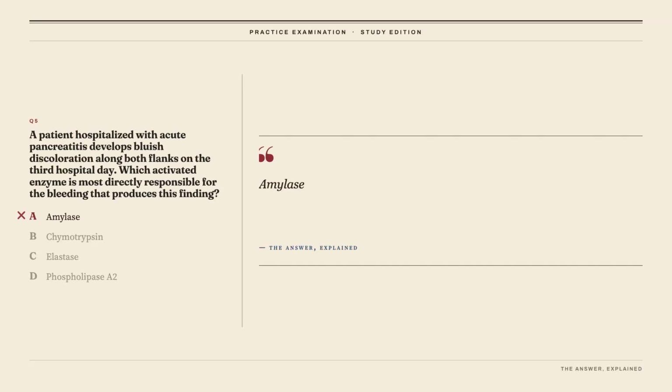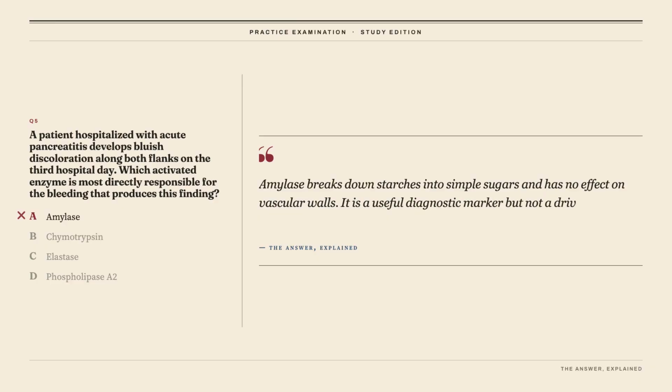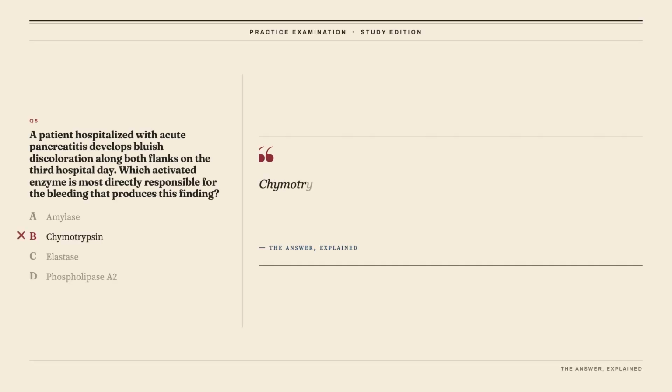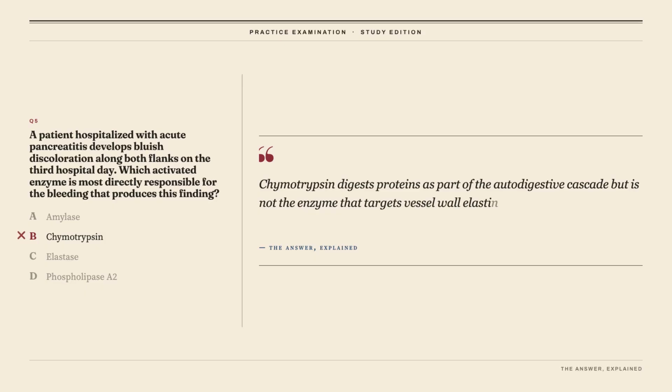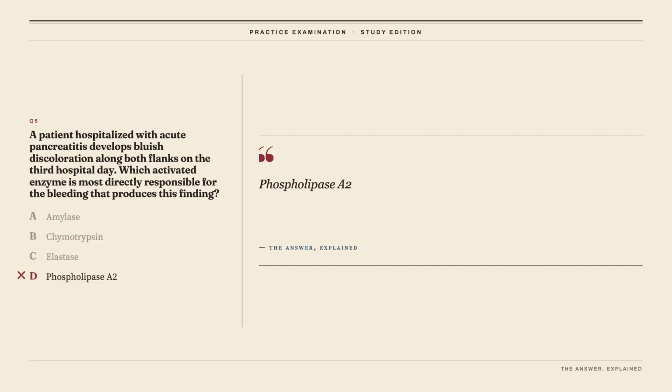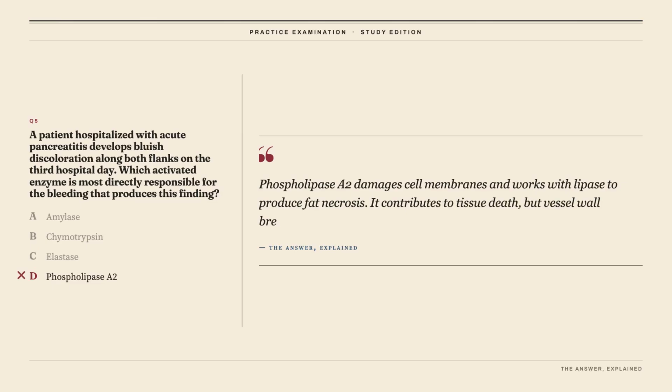A is wrong because amylase breaks down starches into simple sugars and has no effect on vascular walls. It is a useful diagnostic marker but not a driver of hemorrhage. B is wrong because chymotrypsin digests proteins as part of the autodigestive cascade, but is not the enzyme that targets vessel wall elastin specifically. Its activation contributes to general tissue destruction rather than to bleeding. D is wrong because phospholipase A2 damages cell membranes and works with lipase to produce fat necrosis. It contributes to tissue death, but vessel wall breakdown and hemorrhage are attributed to elastase.